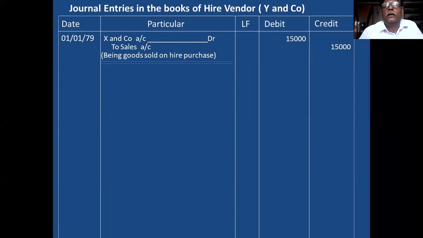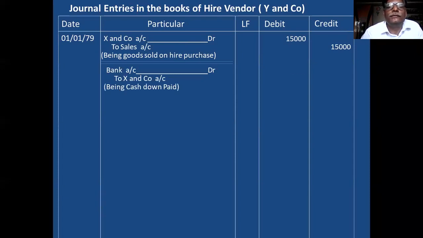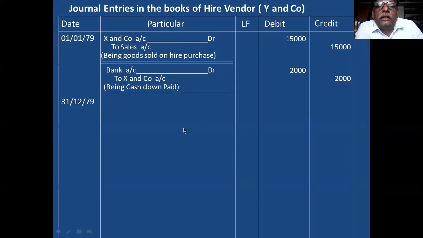Okay, first entry for sale and second entry for receiving cash, that is installment or cash down. On the same day he received the cash, his asset increases, then the liability decreases. Bank account debtor to X company account. Being cash down received, not paid. Okay, 2,000 is the cash down received. The same date. Okay, and 31/12/78. This is the second entry.